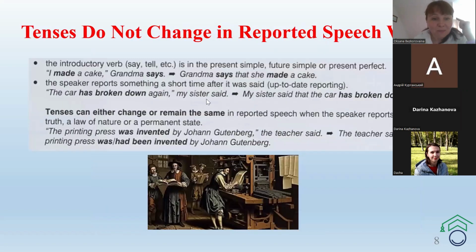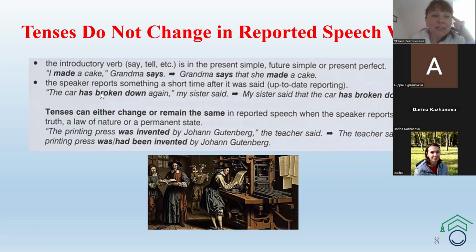And now, the last rule, yeah? Tenses do not change in reported speech when the introductory verb, say, tell, or other verbs, is in the present simple, future simple, or the present perfect. I made a cake, Grandma says. And if in reported speech we have Grandma says, then we don't need any changes. That she made a cake. We use past simple, not the past perfect.